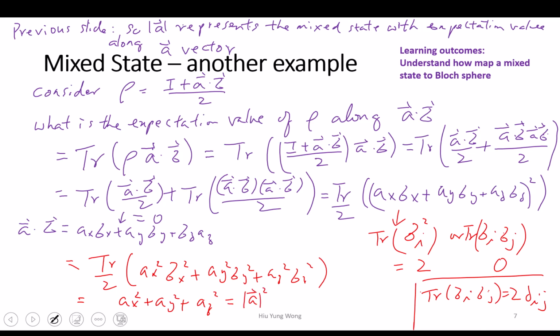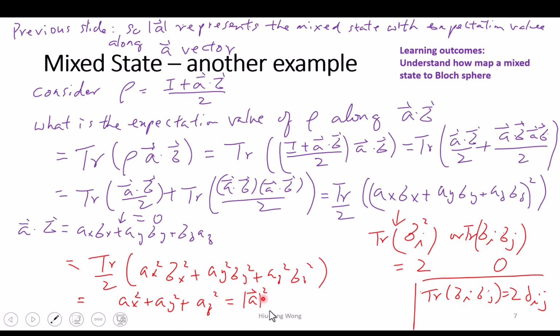First, does this make sense? Because you just expand it, and you will see that you either get sigma x squared, which gives a trace of 2, so this 2 gets cancelled, or 0. So all these 0 terms, ignore them. And those that give you 2 must have ax squared, ay squared, az squared, and you add them together, it is the length squared of A.